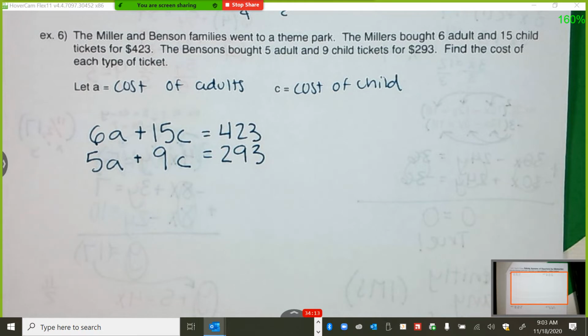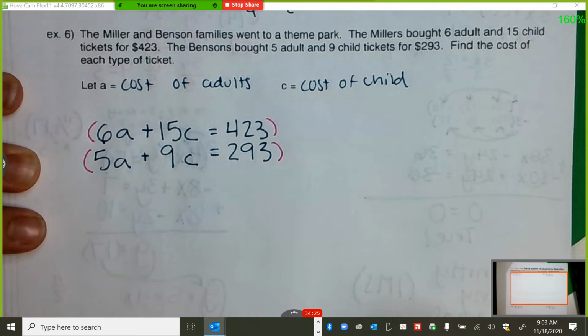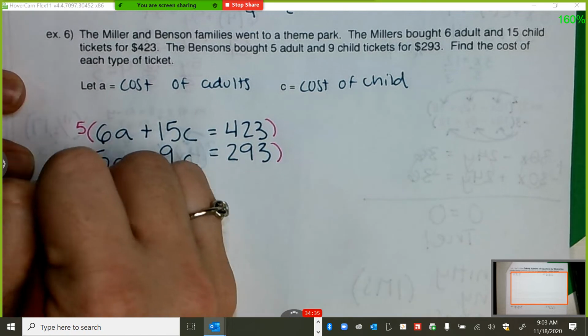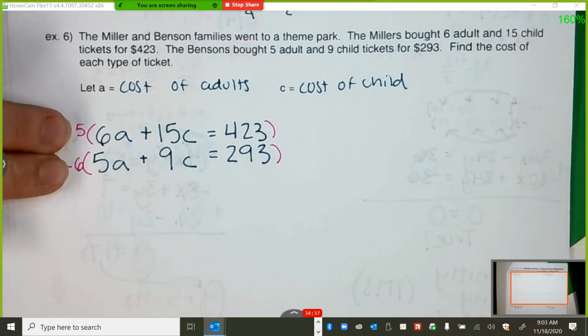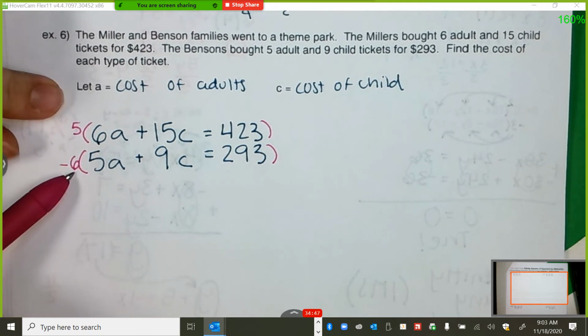Now is this something we can solve? So what do we want to cancel? A's or C's? What do we want to make a 0 pair? A. What can 6 and 5 both turn into? 30. Okay, what are we going to multiply the first equation by? 5. Okay, and what are we going to multiply the second equation by? Negative 6. Good job. Okay, what do you notice, though? Aren't they the same number, just flipped? That will always work. So if you ever can't figure out what the 0 pair is, you can literally just multiply them by each other. Okay?